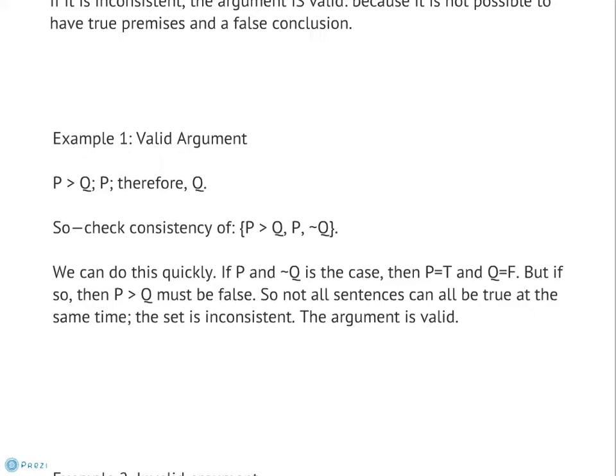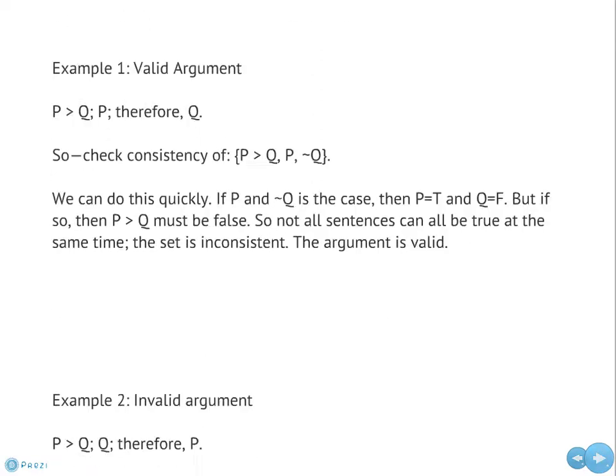If P and not Q is the case, then P is equal to true and Q is equal to false. But if so, the truth table of if P then Q specifies that if P then Q must be false, because P is true and Q is false. So not all sentences can be true at the same time. The set is inconsistent. That means that the argument is valid, because it's not possible to have true premises and a false conclusion. It's inconsistent to affirm that the premises are true and the conclusion is false, so we have a valid argument.